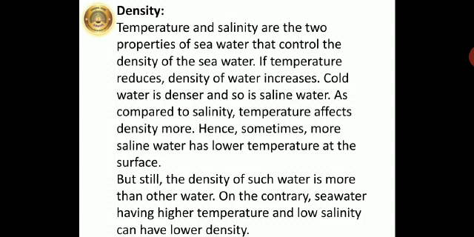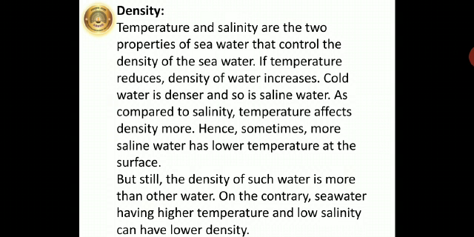Temperature and salinity are the two properties of the seawater that control its density. Whether the density is low or high is controlled by the temperature and the salinity. If the temperature reduces, the density of water increases. Cold water is denser and so is saline water. So cold water as well as saline water are denser than warm water and less saline water.